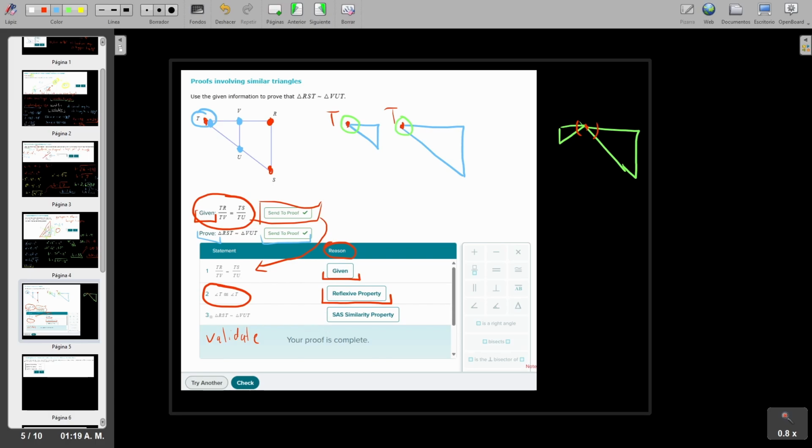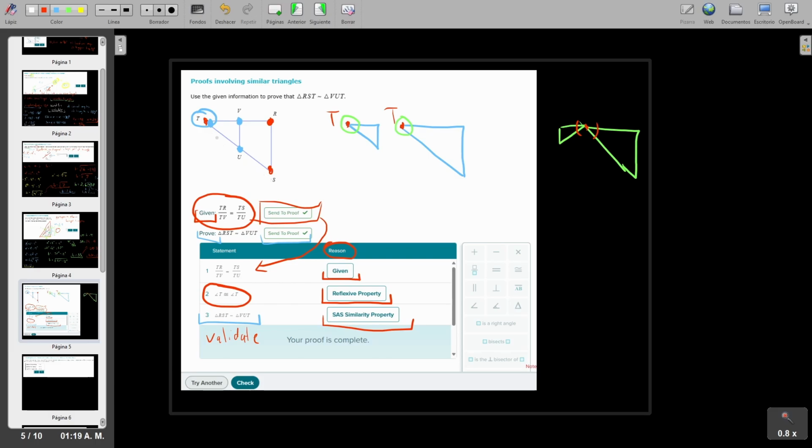We put it that this is correct, but why? How is it similar? Remember, we have only two types. One is the side angle side. How do we know that? Because it is expressed like this. The segment TR, the whole segment from T and R, is the same as T and S.